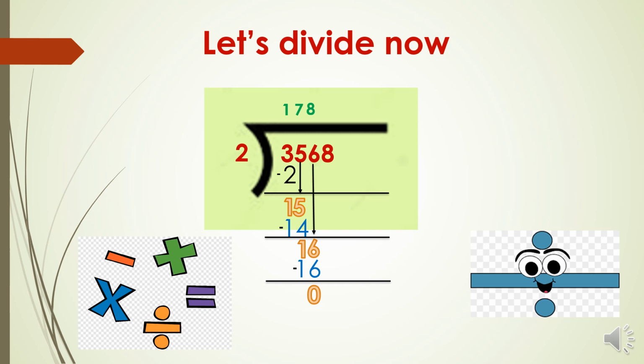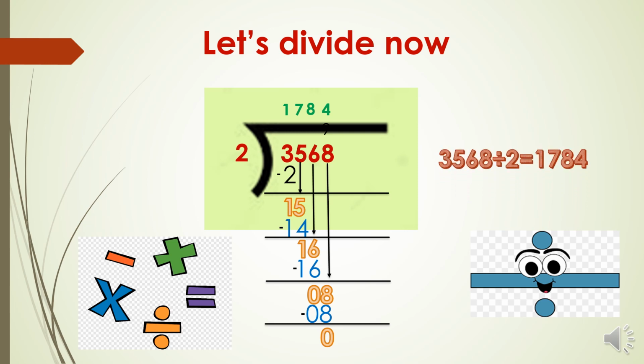Now we have one more number that we have to divide, that is 8. It doesn't matter that we have remainder 0 now, we will just bring down that 8, and we will see where 8 comes in the 2's table. 2 times 4 is 8. Again the subtraction step, 8 minus 8 is 0. Now what will be the division equation for that? 3568 divided by 2 equals 1784.